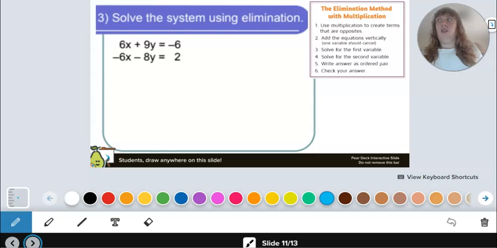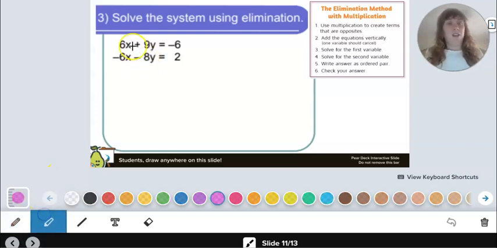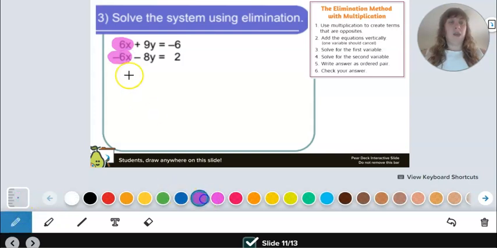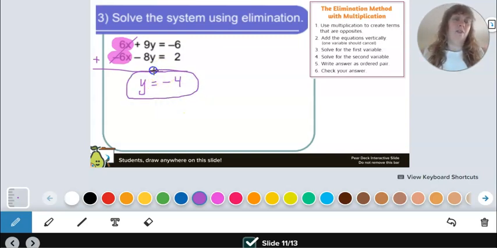Use multiplication to create terms. Luckily, again, we already have them. So we have a 6x and we have a negative 6x. So we can go ahead and just add these two equations. 6x plus negative 6x is 0. 9y plus a negative 8y is just going to be 1y equals negative 6 plus 2 is negative 4. So I have our y value of negative 4.